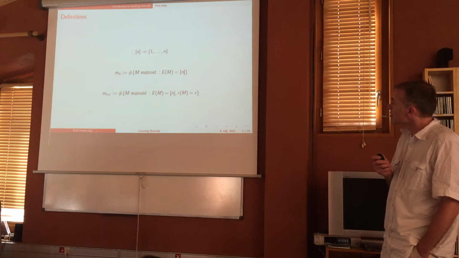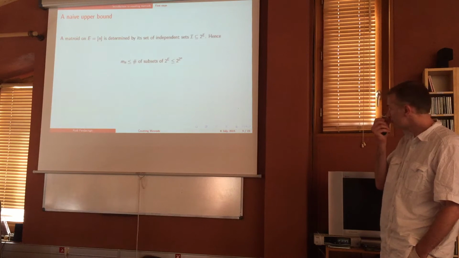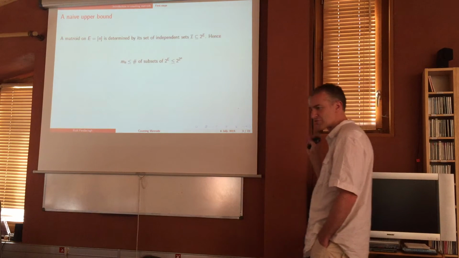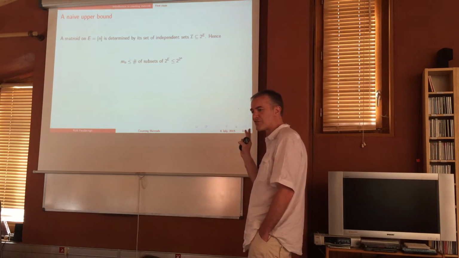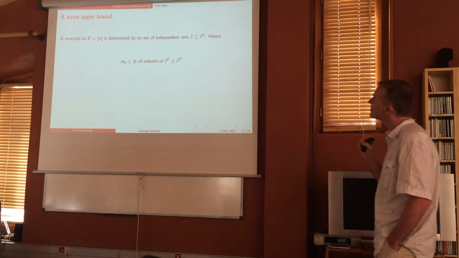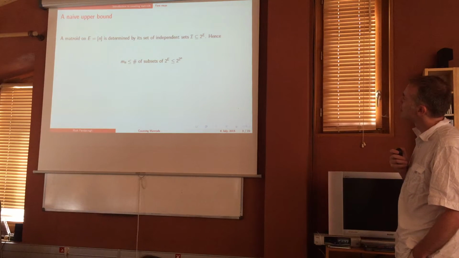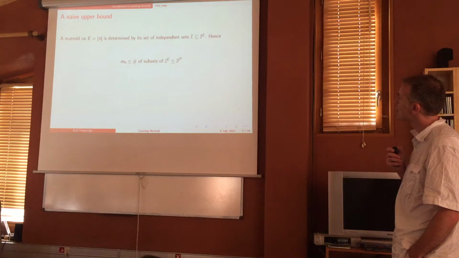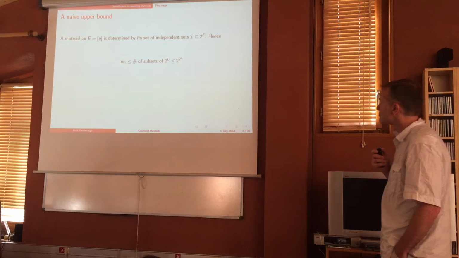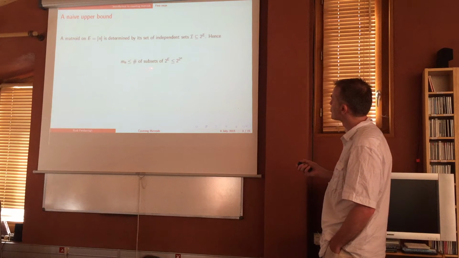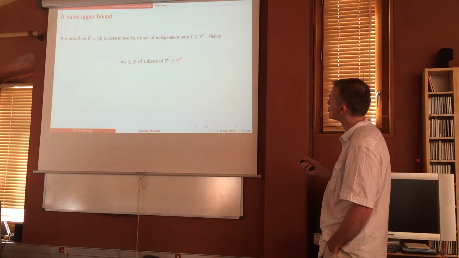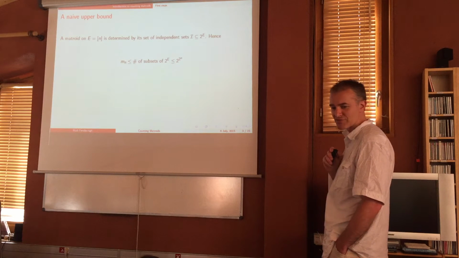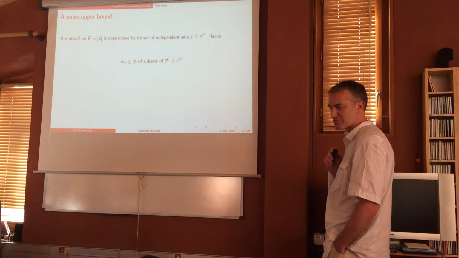So the very first thing that occurs to you when you do this, just to get an idea of what kind of numbers we're talking about, is consider that a matroid is determined by its independent sets. And the independent sets are a subset of the power set of the ground set. So the number of subsets of this power set is 2 to the 2 to the n. Well, that's your upper bound. That's an easy upper bound.